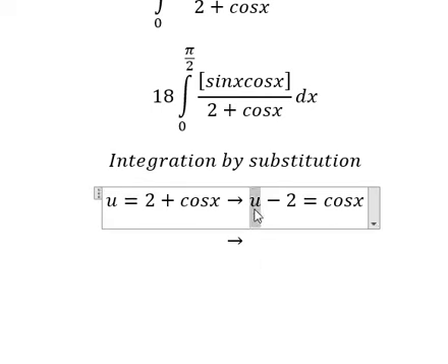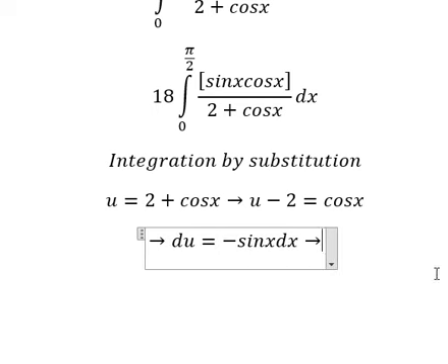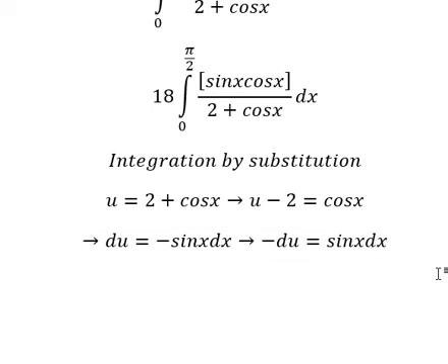So this one we have number 1. This one we have negative sine x dx. Because we don't have the negative sign in here, so I will put this one go to the left. Next, we need to change the bounds.